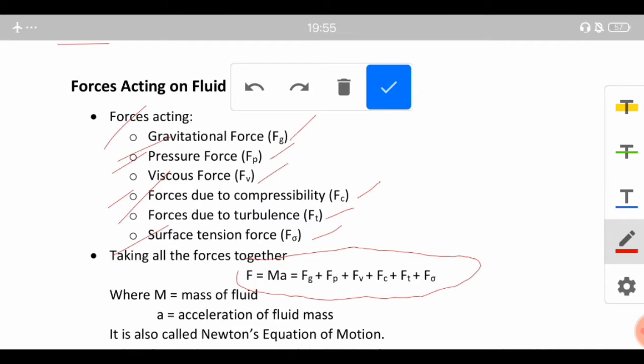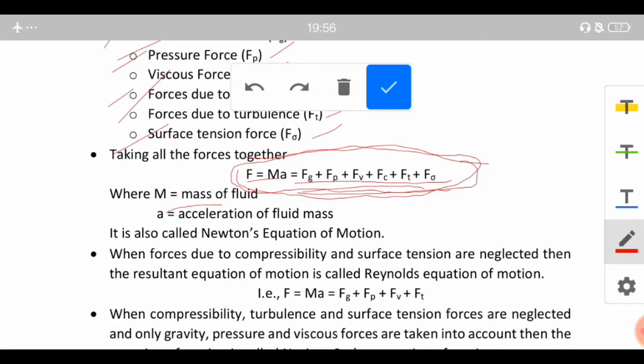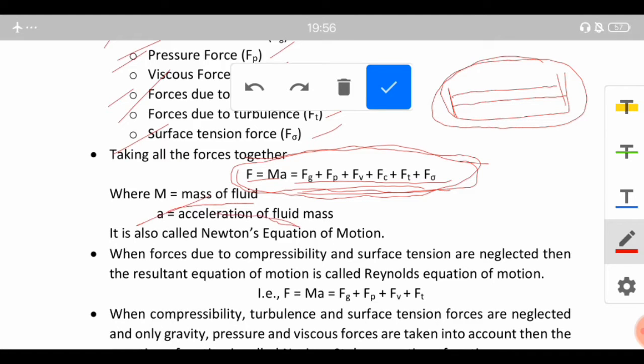So when I am taking all the forces together, total force is equal to ma, which is equal to the sum of all the six forces that cause the fluid to flow. Here m is the mass of the fluid that is flowing. Suppose we are considering a proper mass of fluid, which is flowing with an acceleration of a, and these are the six possible forces that will be acting on it.